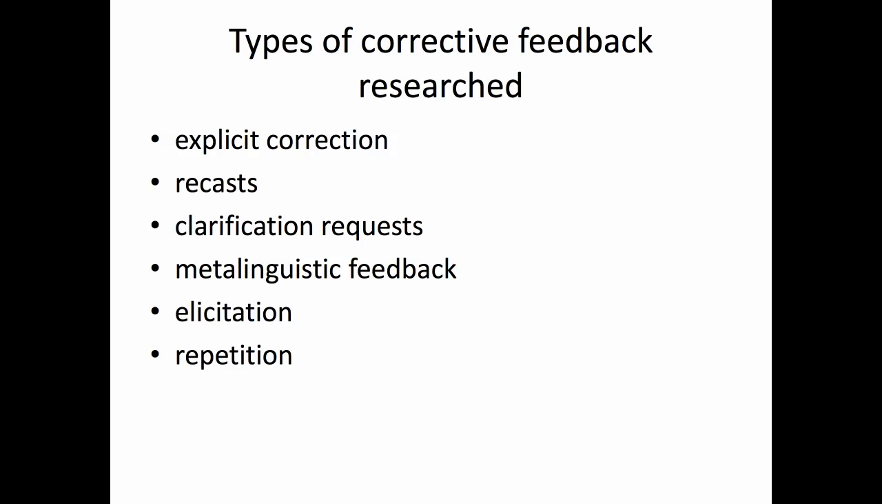You can give metalinguistic feedback. You can say you've used the incorrect form of the verb, and the student says, okay, well, yes, I should use the different form of the verb. So it's the idea they're talking about the language. Elicitation, which is asking sort of questions to get the students to lead to the right answer, and repetition.